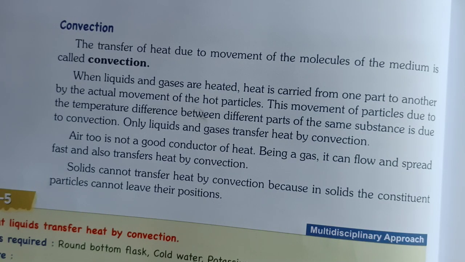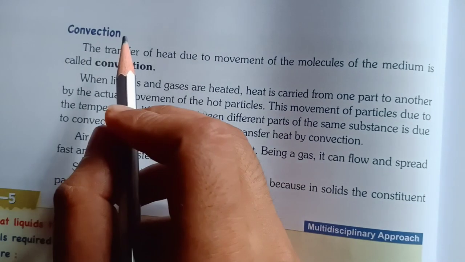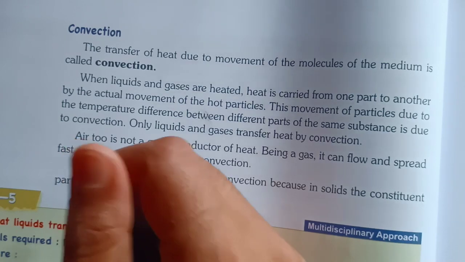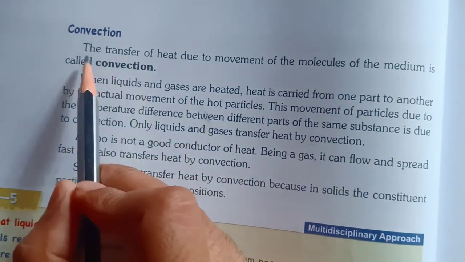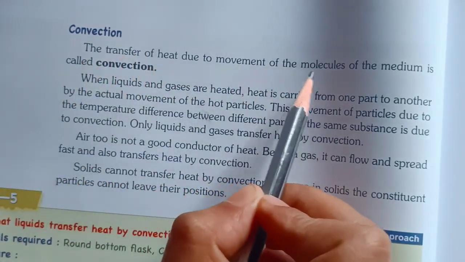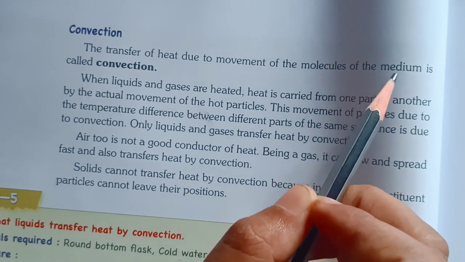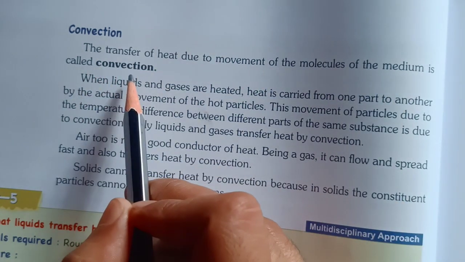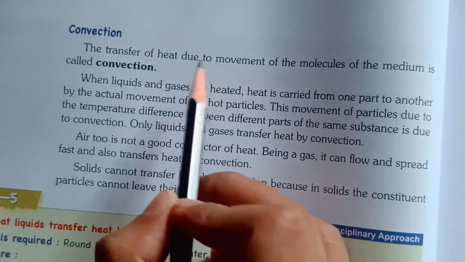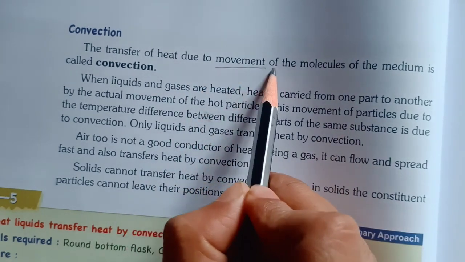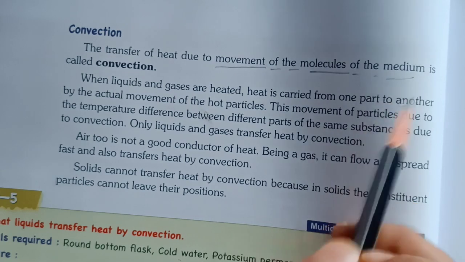So this is part 4 of the chapter Heat. Today we shall study convection and radiation. So let's start. Convection. The transfer of heat due to movement of molecules of the medium is called convection. So here the heat is being transferred by the movement of the molecules of the medium.